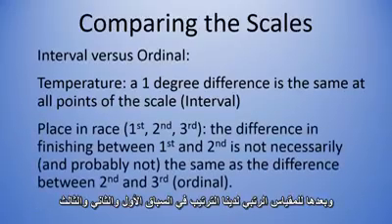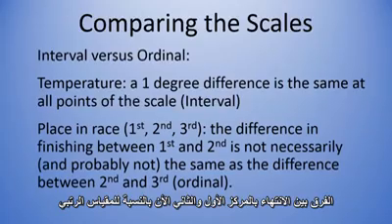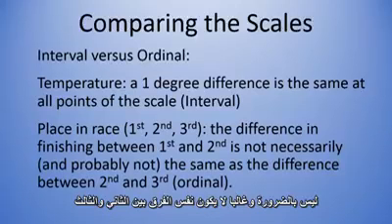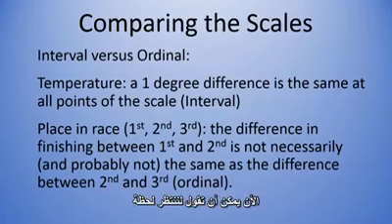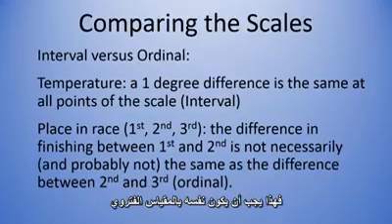And then for ordinal, we have the place in the race, first, second, and third. The difference in finishing between first and second now for ordinal is not necessarily, and probably is not, the same as the difference between second and third. Now you might say, well, wait a second. The difference between first and second is 1, and the difference between second and third is 1, so that should be the same as interval.